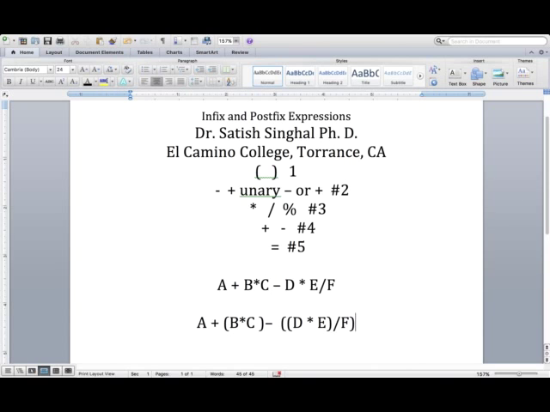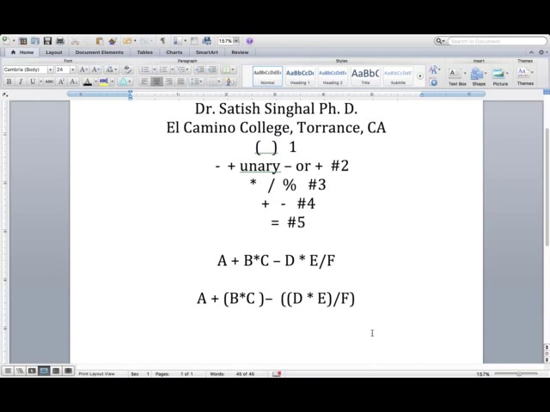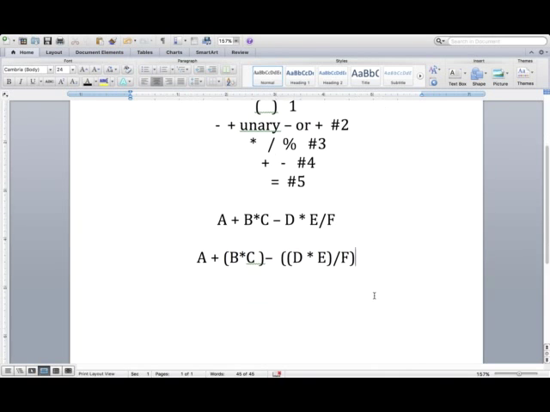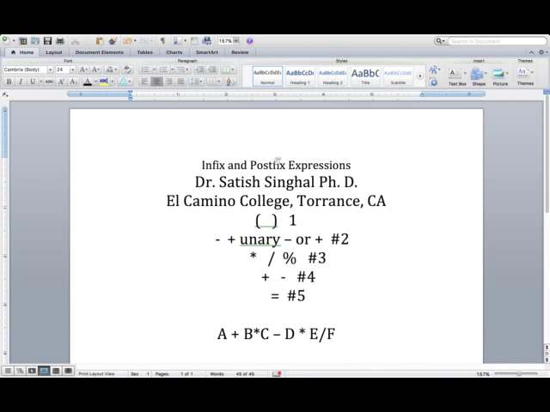So that's easy to do now. If I had numbers instead of A, B, C, D, E, and F, I could have put them in there, multiplied those two, divided by F, and then I could have said, okay, this is plus and minus of all this, and with numbers I would have gotten my final value. Okay, so now how do I change to postfix?